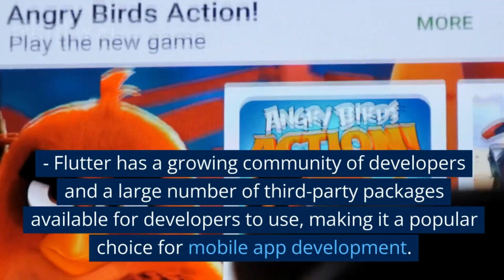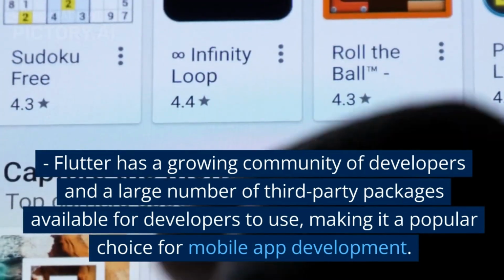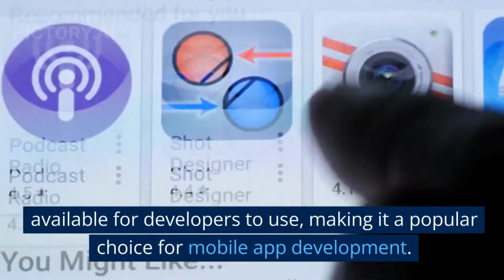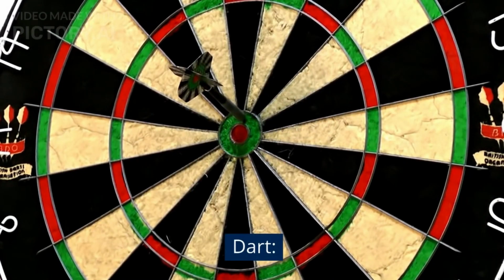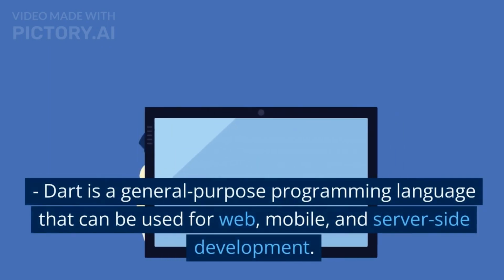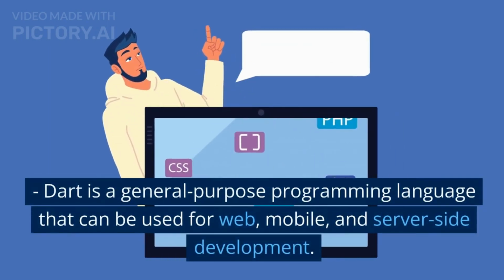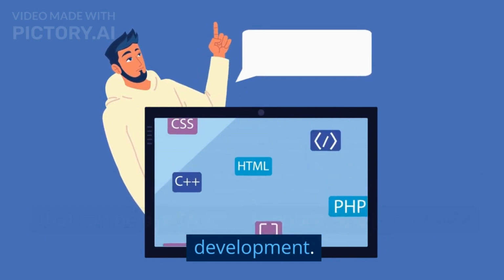Dart includes a rich set of libraries and tools for building web and mobile apps, including the Flutter UI toolkit. Dart supports both JIT, just-in-time, and AOT, ahead-of-time, compilation, making it flexible and efficient. Dart has a strong type system that can help catch errors at compile time, improving the reliability and quality of code. Overall, Flutter and Dart are powerful technologies that are well-suited for developing mobile apps and other types of applications.